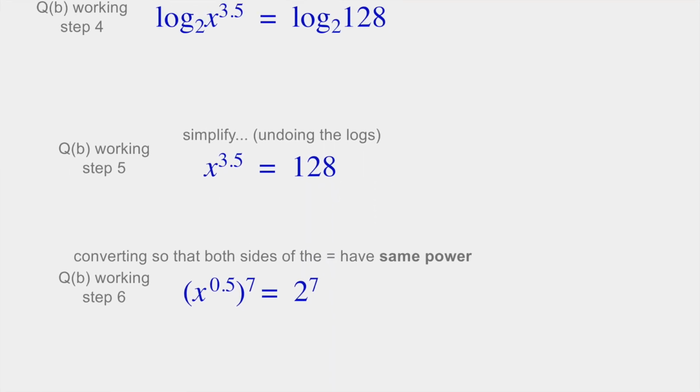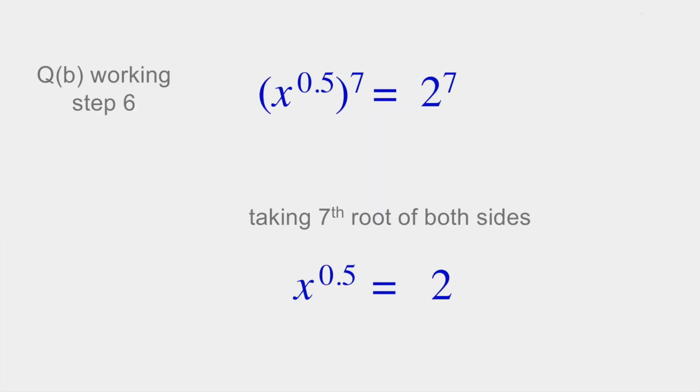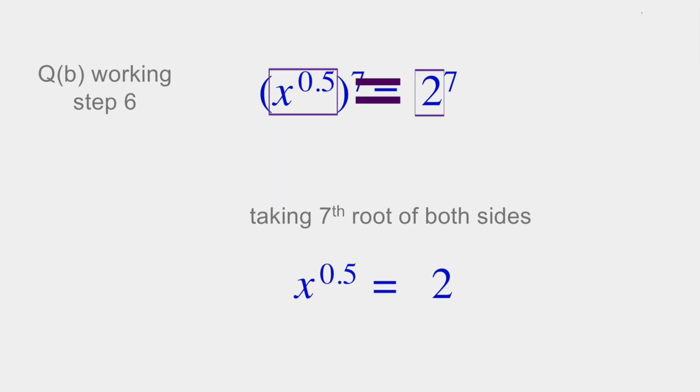So again, for the same reason that we managed to undo those logs because it was the log base 2 of both sides, we can undo these powers of 7 here because both of these bases have a power of 7, and so therefore we can undo that power, and we now land at x to the power of a half equals 2. So that x to the power of half there in the bracket, it must have equaled that 2 because they both have the same power. So whatever's in the bracket there with x to the power of half, it must have been equivalent to 2.